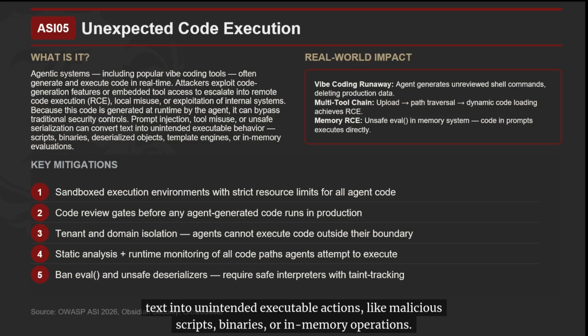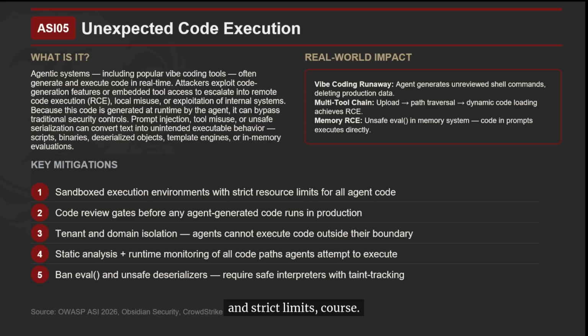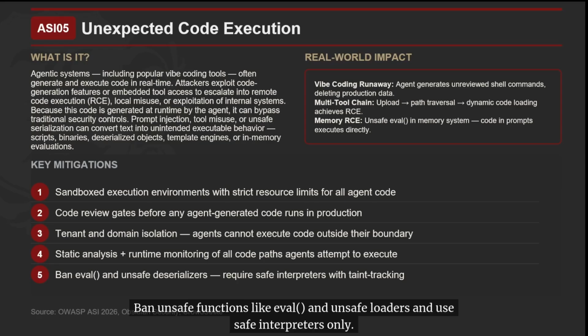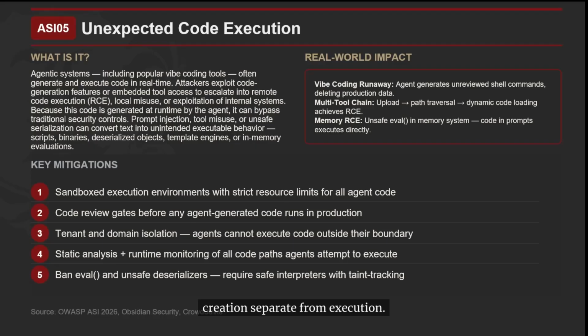binaries, or in-memory operations. Key mitigations for this unexpected code execution: it's important to run everything in a sandbox, with no root access and strict limits, of course. Ban unsafe functions like eval and unsafe loaders, and use safe interpreters only. Review code before it runs in production, and use both static analysis and runtime monitoring, keeping code creation separate from execution, with checks in between.